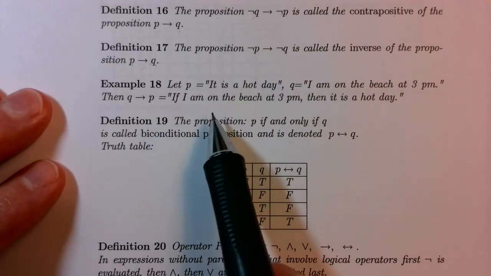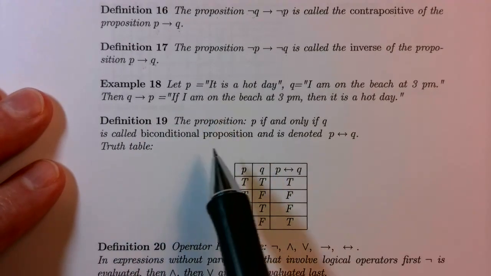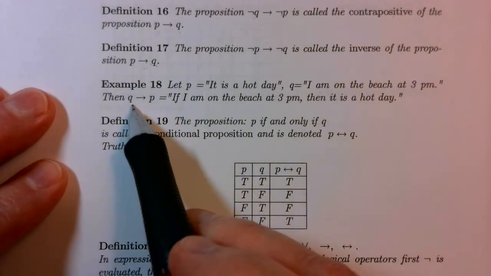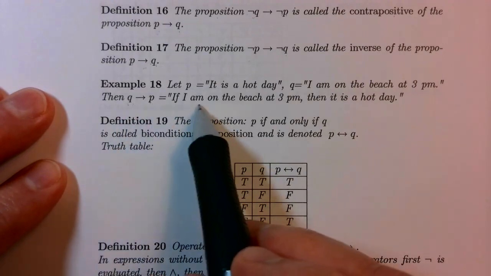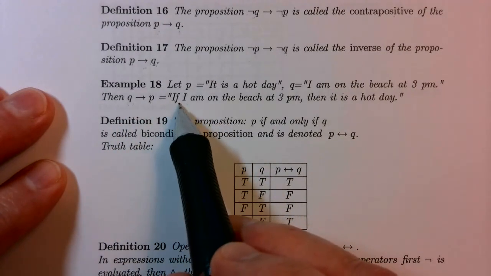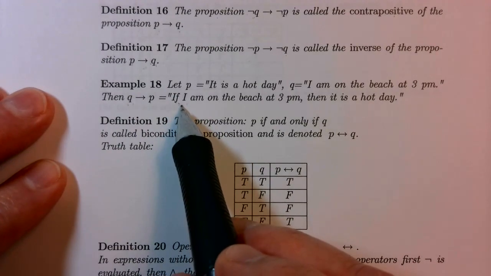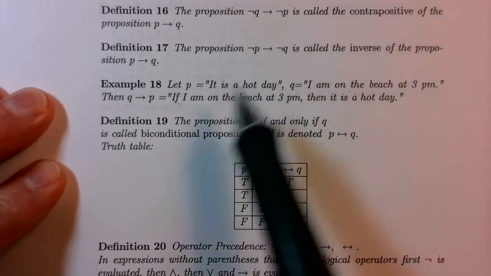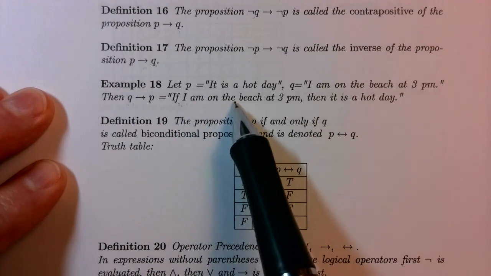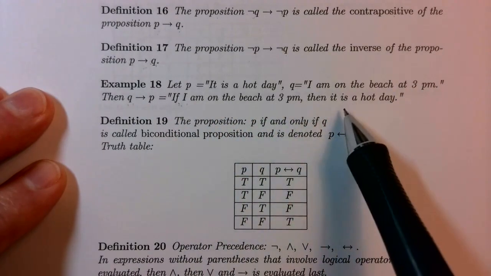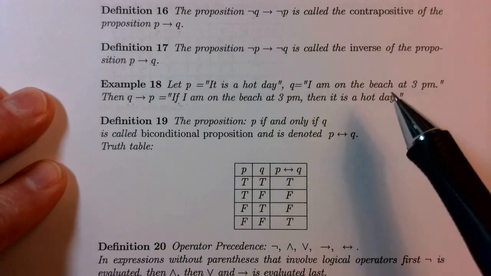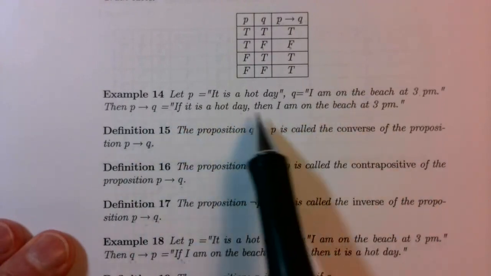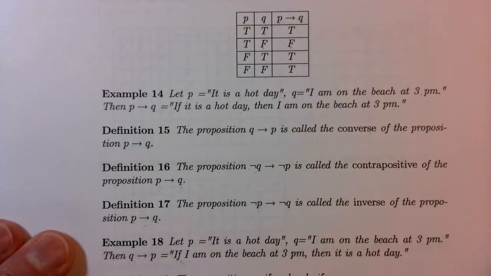In this example, if Q then P will be the converse of if P then Q, and it means this: if I am on the beach at 3 p.m., then it is a hot day. So it means something different from this sentence in example 14.